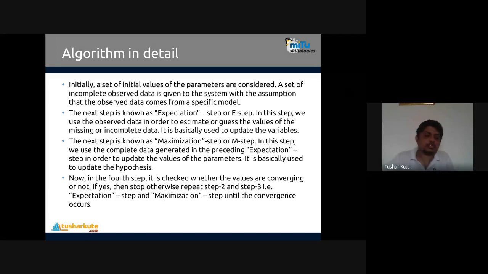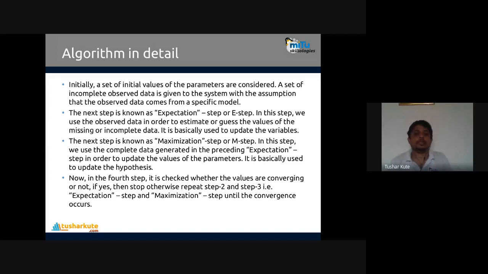So I just completed it here in the algorithm. Initially, a set of initial values for the parameters is considered. Let's say this is the initial value. So we just compare it. I don't know what the ideal values are. Initial values are kept. A set of incomplete observed data is given to the system with the assumption that the observed data comes from a specific model. You assume it, you put it there, randomly created values.